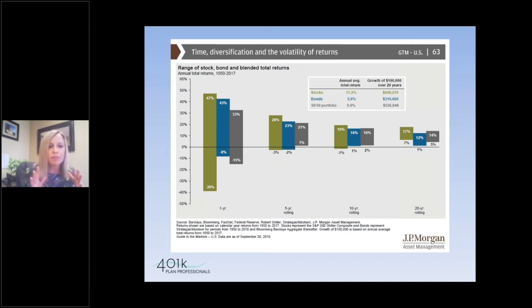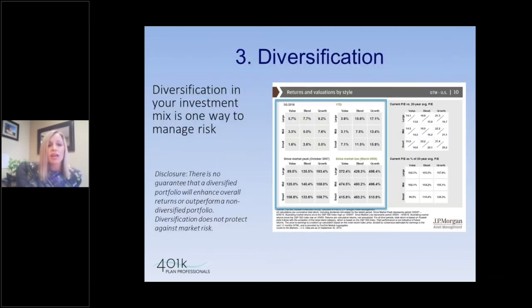In fact, this graphic is something that we actually use to back up what we're teaching and what we're saying. Number 3, diversification.